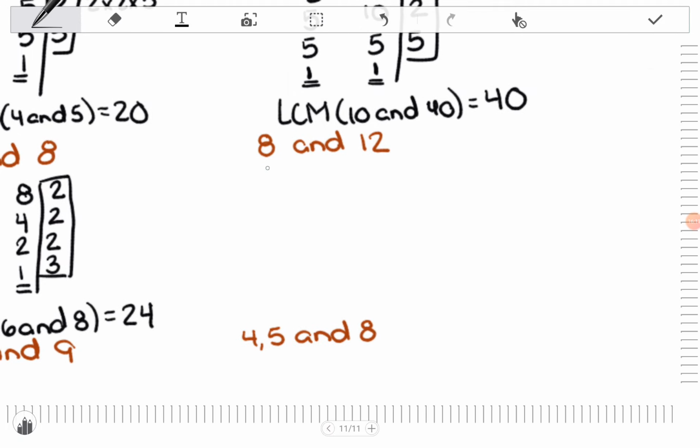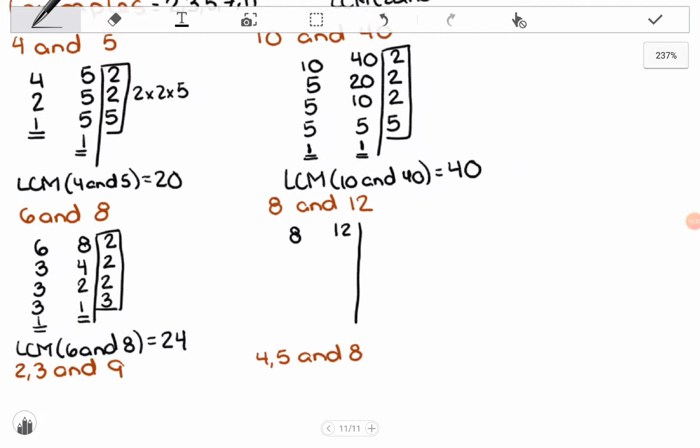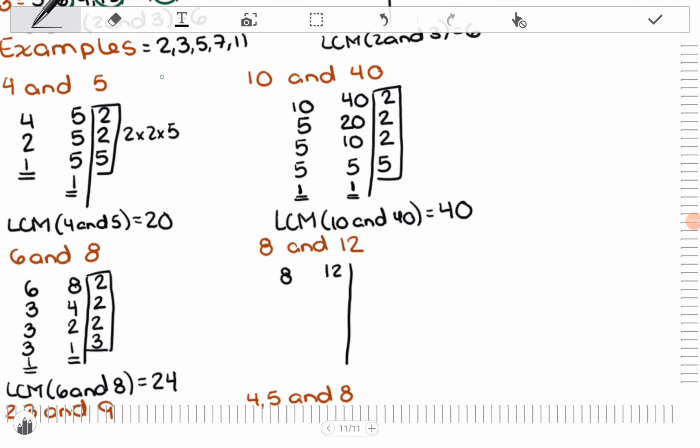So, 8 and 12. We write both numbers in only one line. Now, let's start dividing. The prime numbers are right here at the top. So let's start. 8 and 12. Any of these numbers divisible by 2? Yes, 2. 8 divided by 2 is 4. 12 divided by 2, 6. Any of these numbers divisible by 2? Yes. 4 divided by 2 is 2. 6 divided by 2 is 3.